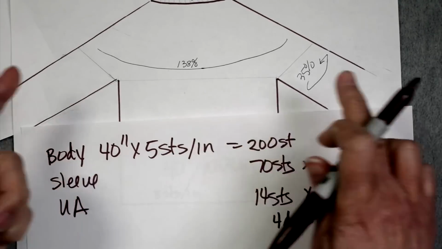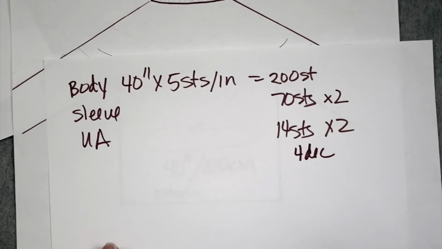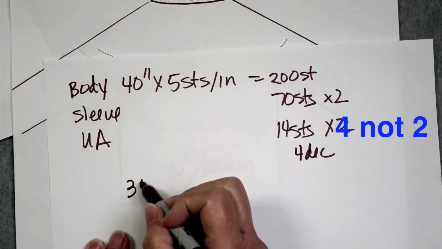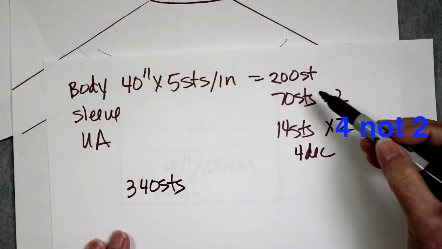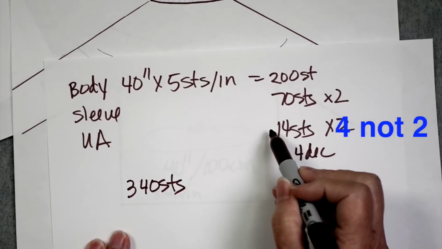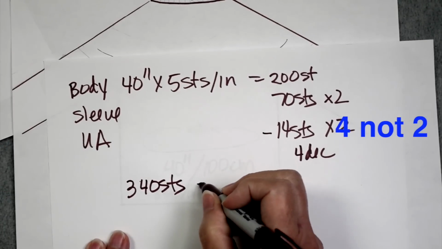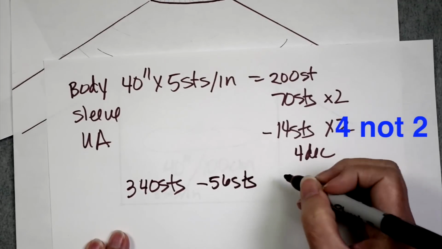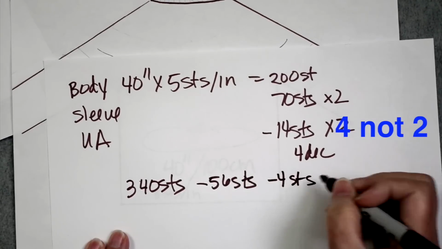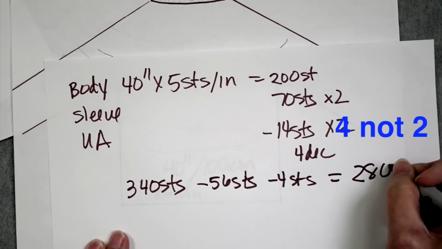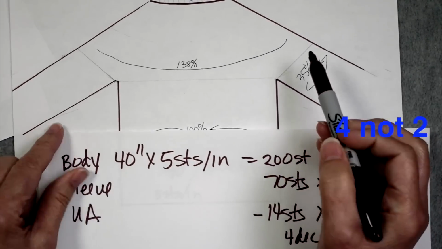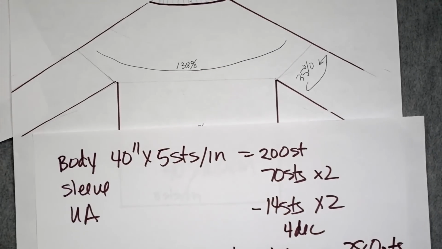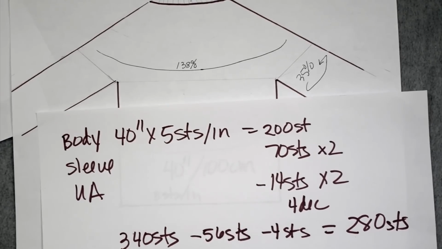So let's look at what the total number of stitches is that we're going to have on our needles. We're going to have 340 stitches from the sleeve and the body, and then we're going to remove 56 stitches, and then we're going to remove another 4 stitches. So that's going to leave us with 280 stitches on the needle when we're done joining the entire thing in the round. We're going to have 280 stitches on the needle.